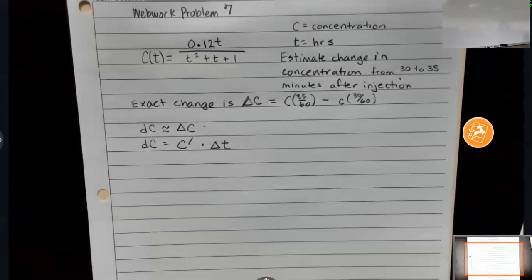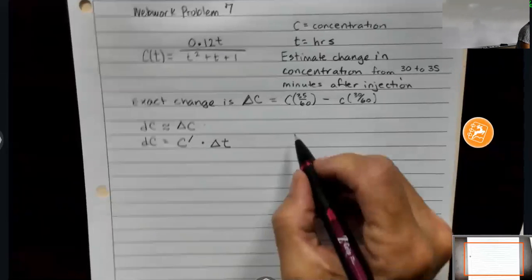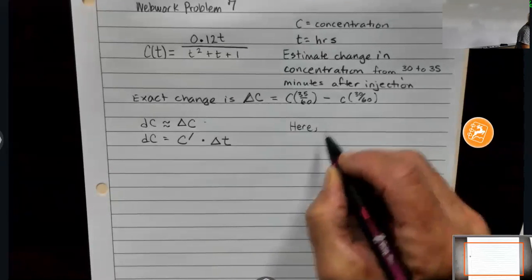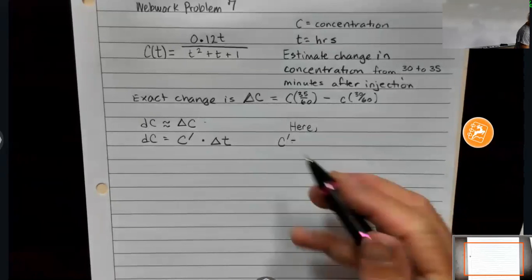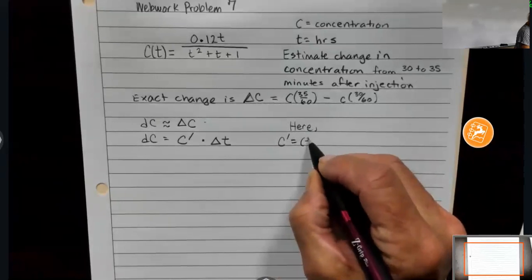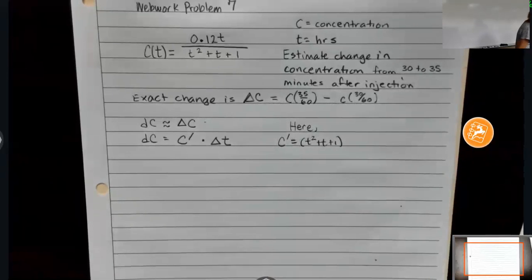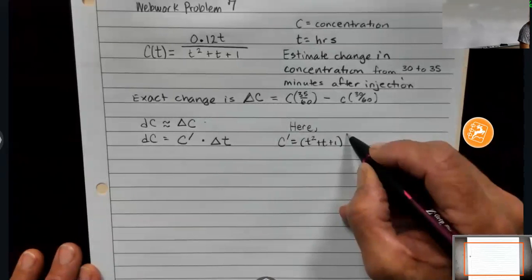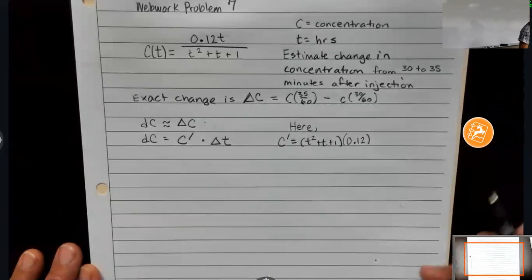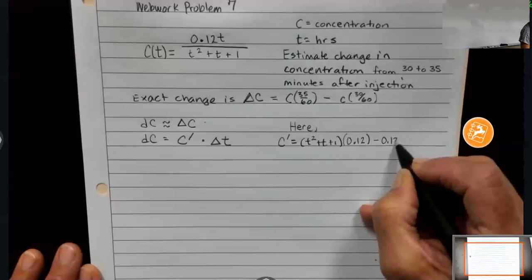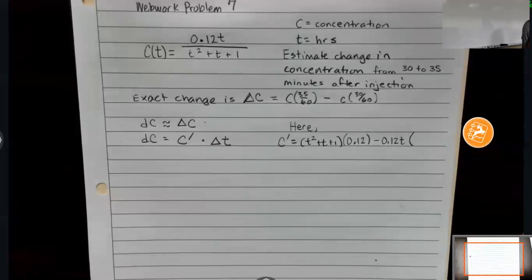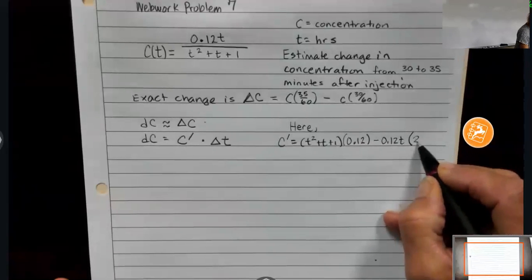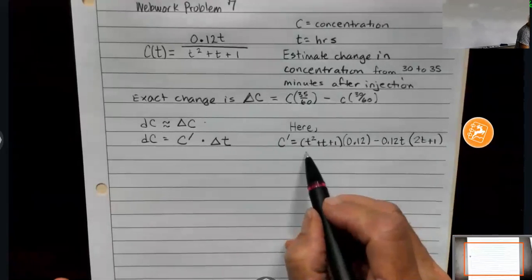We're going to do that in hours. We're going to need C prime then. So let's use the quotient rule and take the derivative of that function. So we take the bottom times the derivative of the top, t squared plus t plus 1. The derivative of the top is 0.12. Minus the top, 0.12t, times the derivative of the bottom. That'll be 2t plus 1. All divided by the bottom squared.